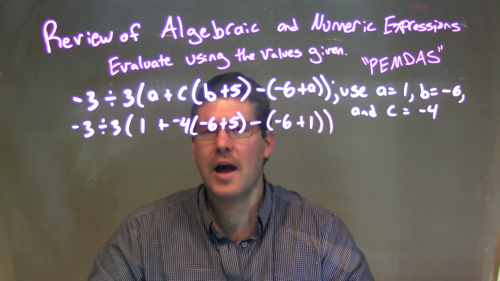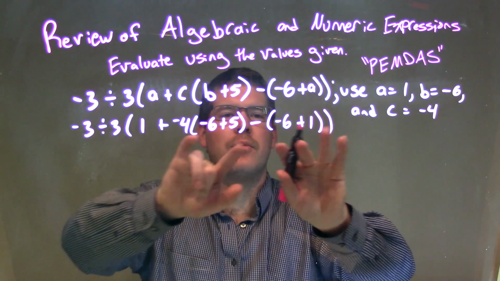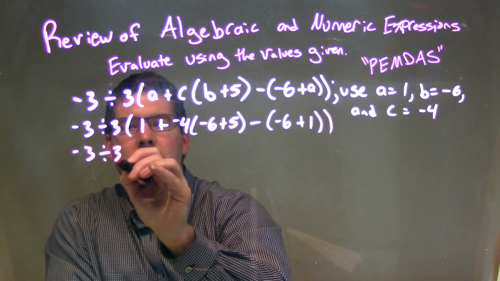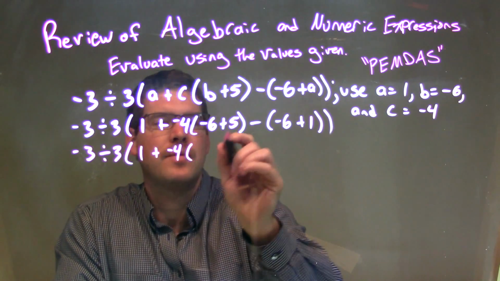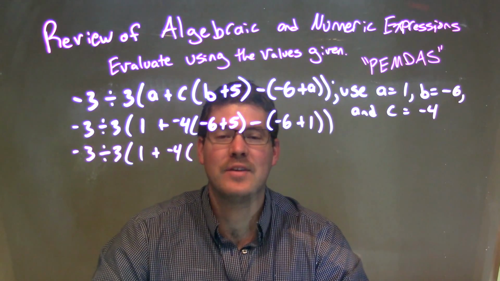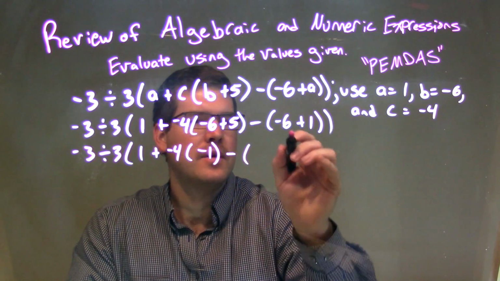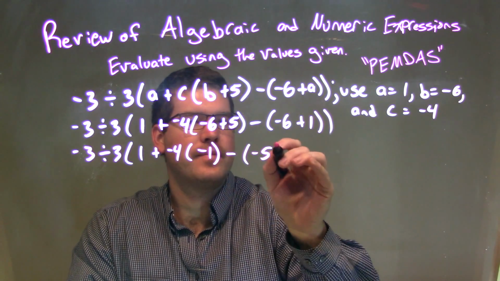So now I have to simplify it. I have multiple sets of parentheses that move in, so I'm going to deal with the inner parentheses first. Let's rewrite this: -3 divided by 3, 1 plus -4 times -6 plus 5 is -1. So we have -1 right there, minus, inside this parenthesis, -6 plus 1 is -5.